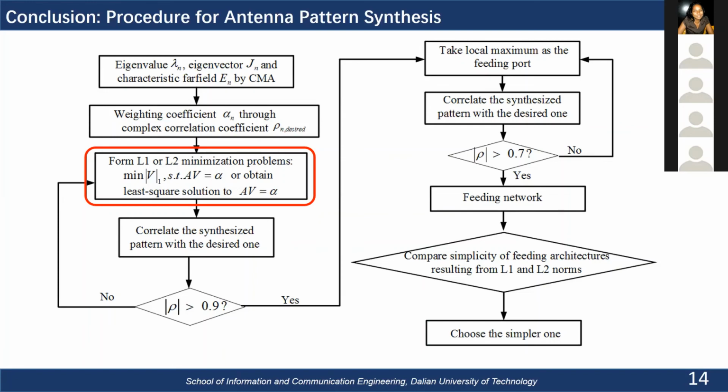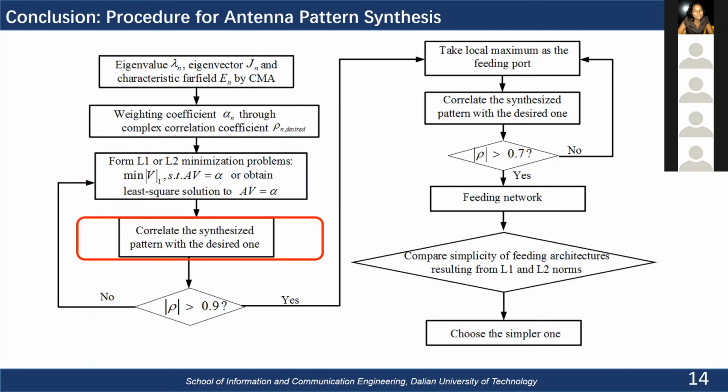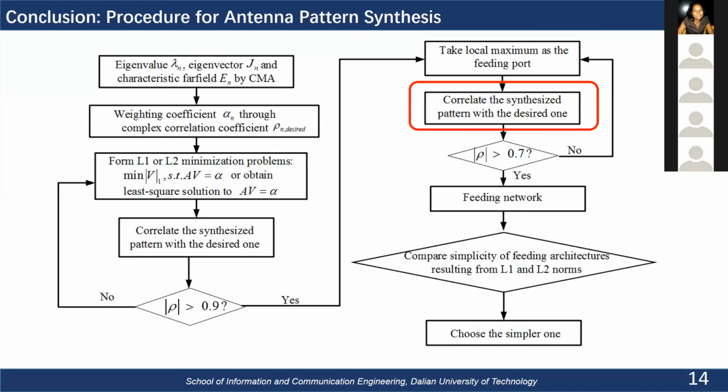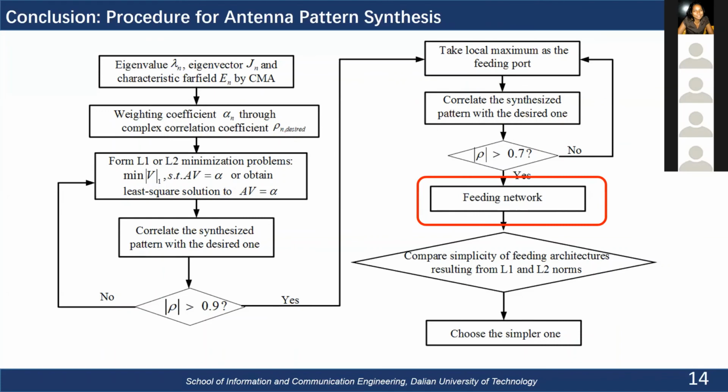And here, since we have already changed the V, we need to correlate the synthesized pattern with the desired one. If this correlation is much bigger than 0.9, then it's okay. Then we go to the next step. We take the local maximum of this feeding vector, and then we need to correlate the synthesis pattern again with the desired one. Here, if the correlation is larger than 0.7, I think this is what I said. According to different scenarios, it can be different, but it's just according to your understanding, and it will be okay.